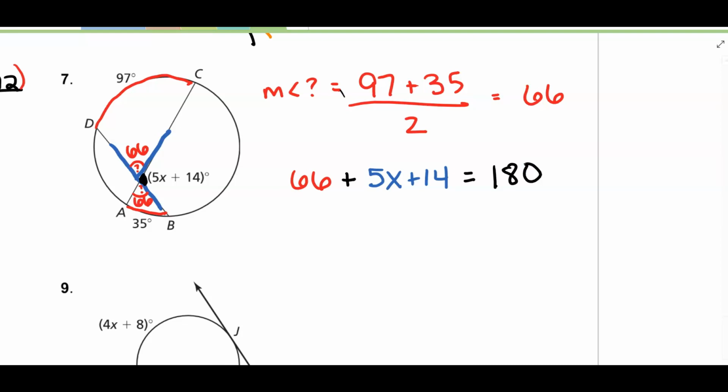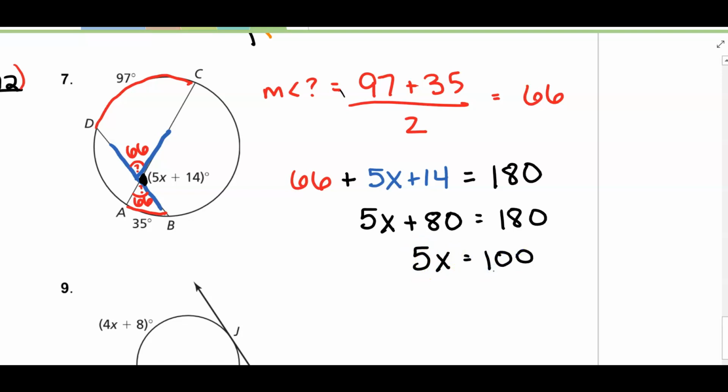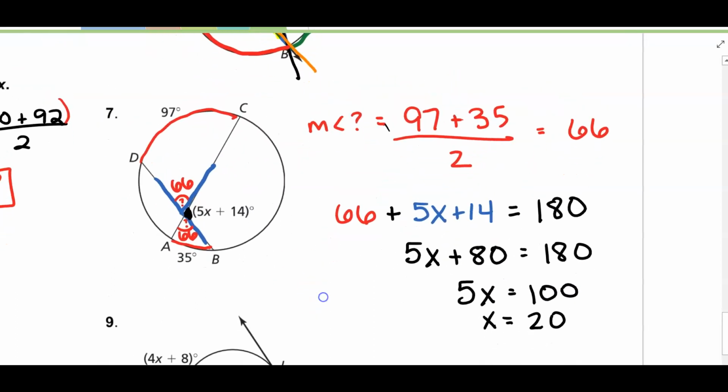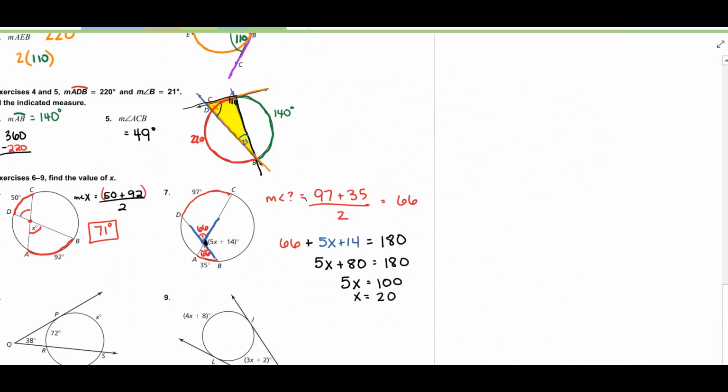So combine like terms, the 66 plus the 14, I'm going to get 5x plus 80 equals 180. Subtract 80 from both sides, I get 5x equals 100. Divide by 5 on both sides, I get x equals 20. And are they just asking for x here? Find the value of x? Yep, x is 20.